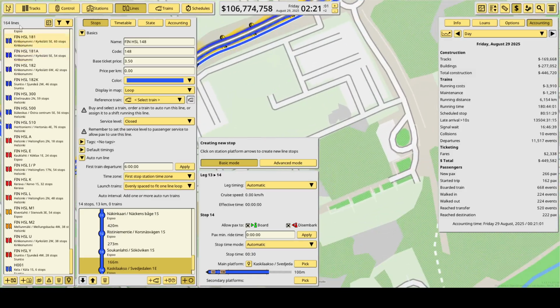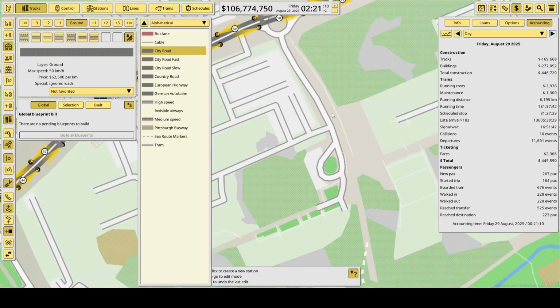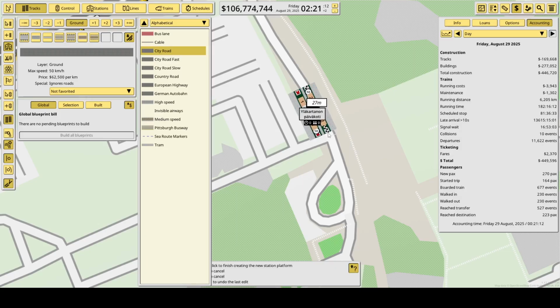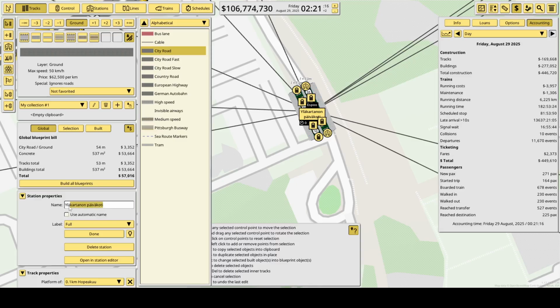There is a stop called Kaskilaakson-tie right in here, and Kaskilaakson-tie in Swedish is called Svedjedalsvägen. So Kaskilaakson-tie will be placed in here. Sorry, like I've said so many times, these lines are a bit difficult to create.